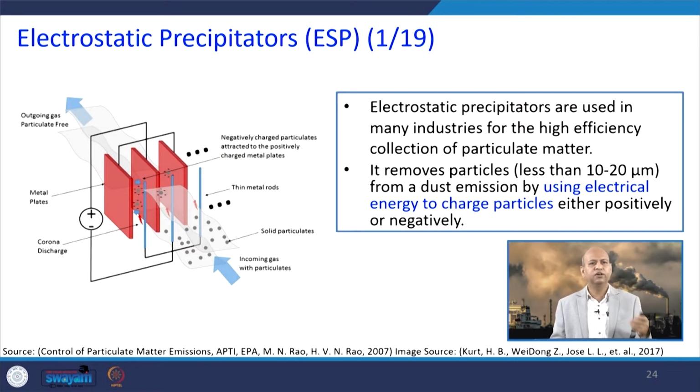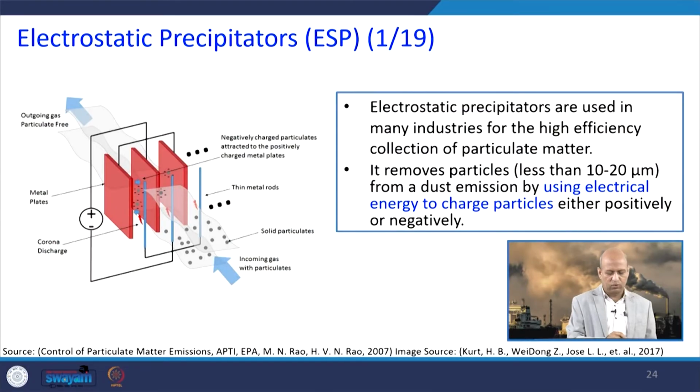If you talk about electrostatic precipitators, they are used mainly in industries requiring very high efficiency collection of particulate matter. We will see that they are very costly to install, but their efficiency is very good. They can remove particles less than 10 to 20 micrometers from a dust emission, using electrical energy to charge particles, which are then deposited on plates carrying the opposite charge.